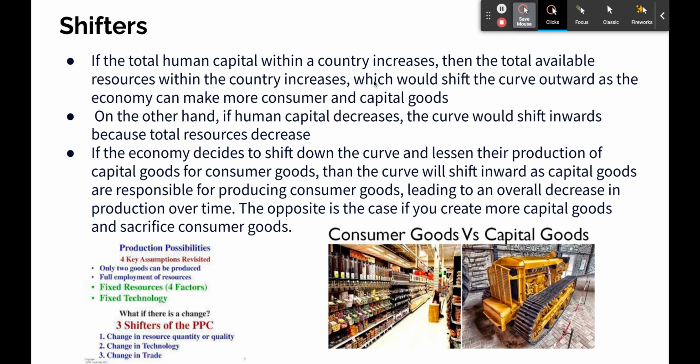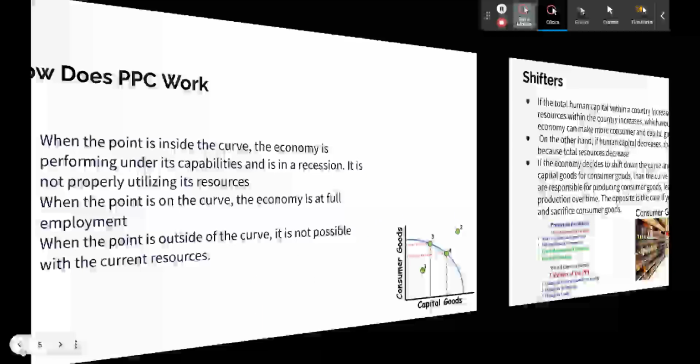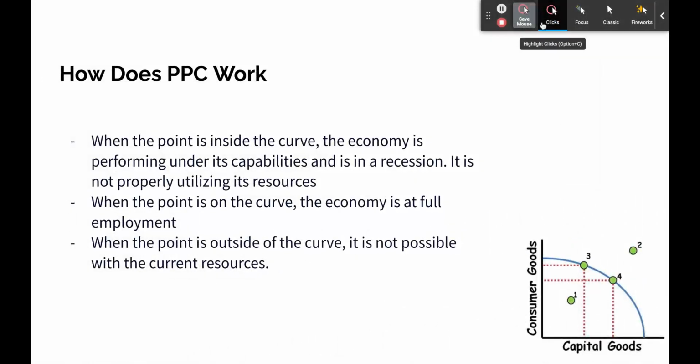We can also look at economies shifting up and down a curve. In this slide right here, we can see two examples. We can see 3 and 4. So right here, 3 is you're producing more consumer goods and less capital goods. And 4, you're producing more capital goods and less consumer goods. So again, I said capital goods are used to actually create consumer goods. So if you have more capital goods, you'll be able to create more consumer goods as well.